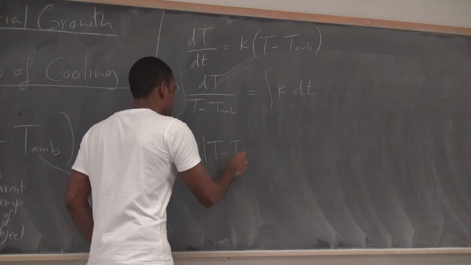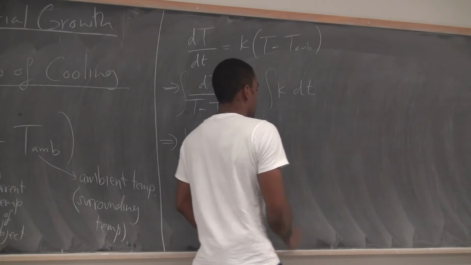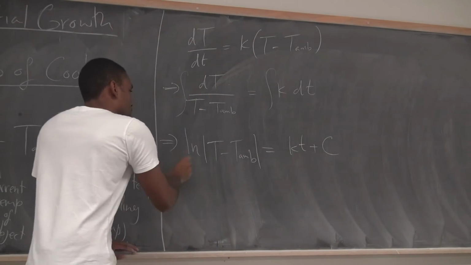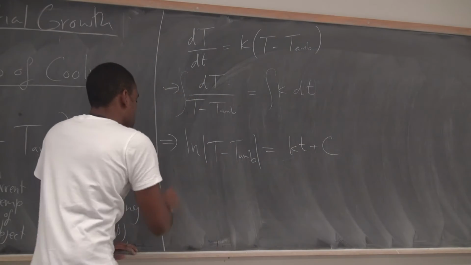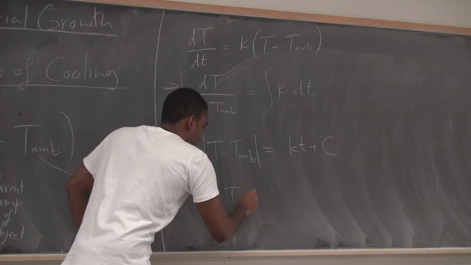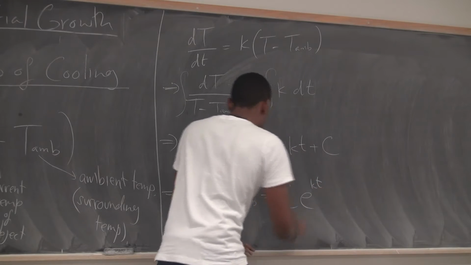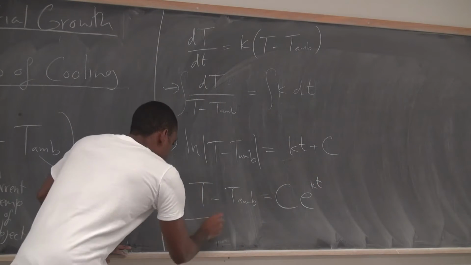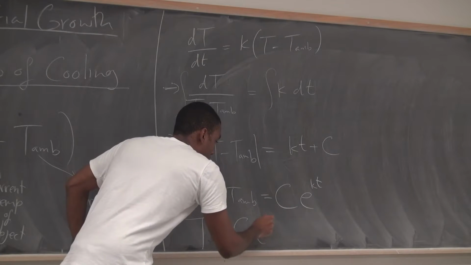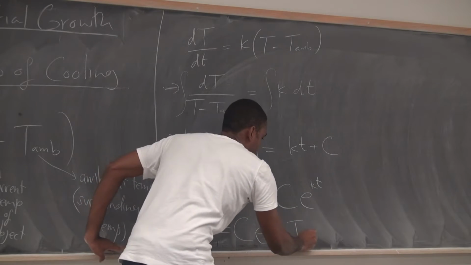That's right, ln of T minus T ambient. And the integral of this is kt plus c, which means now I can raise both sides to the e. So this side is going to become T minus the ambient temperature is equal to a constant times e to the kt, which means that the current temperature is actually an exponential thing.